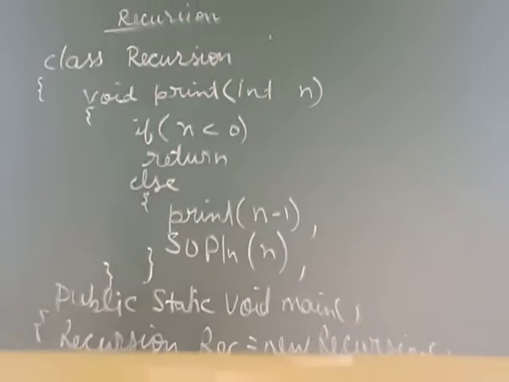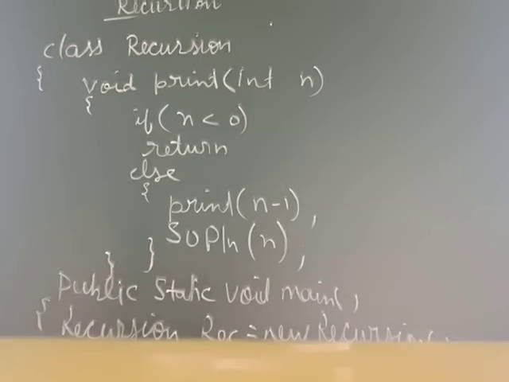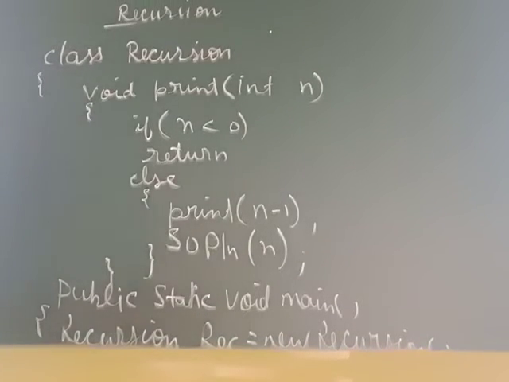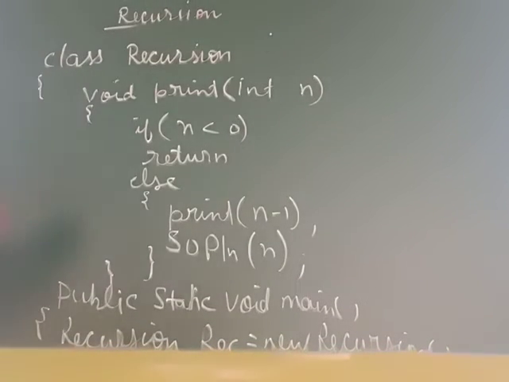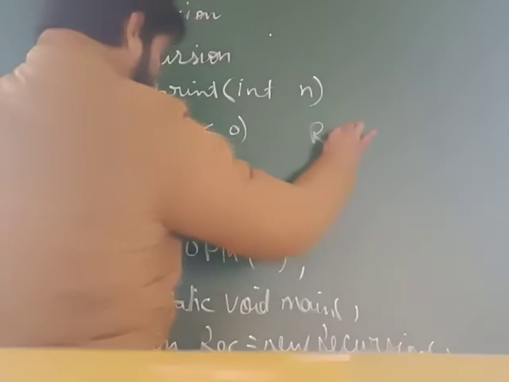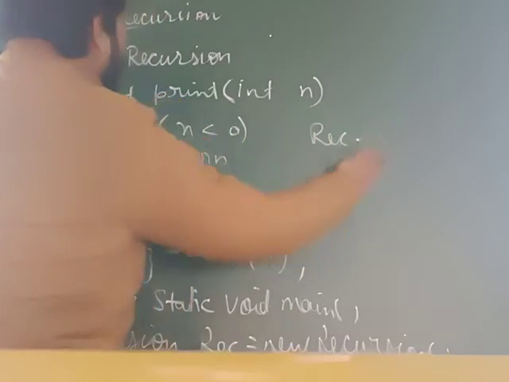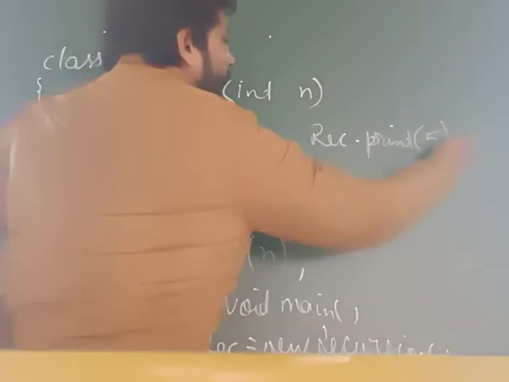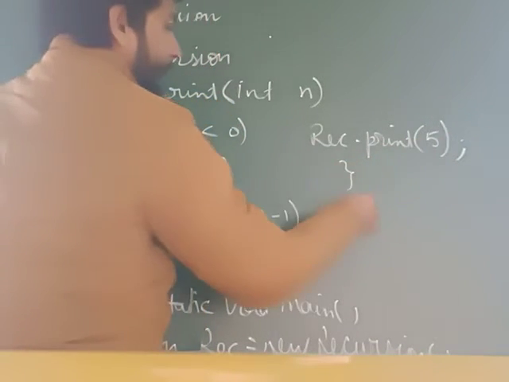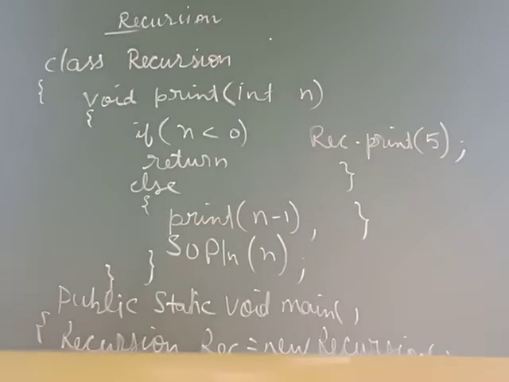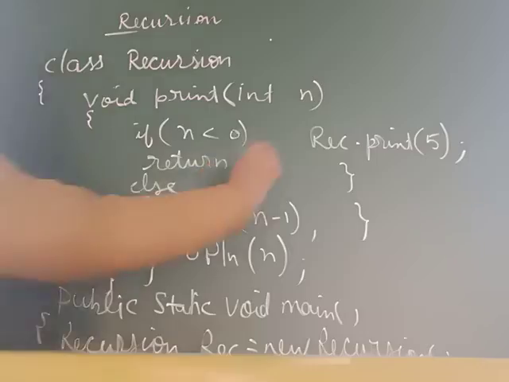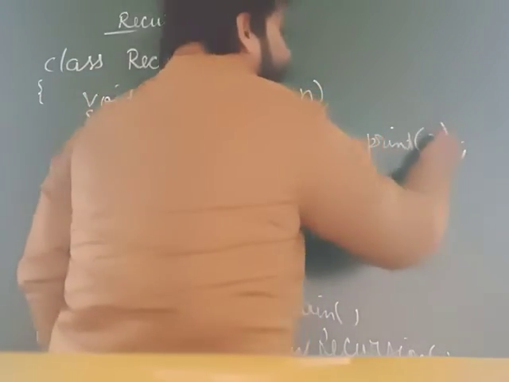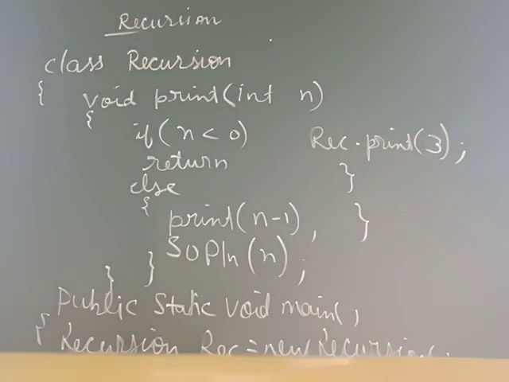Just do one thing. I'm writing on the right hand side. So now call the function rec.print and take any value, 5 now. Close your class. Take a small value for the explanation only, so take the value 3.